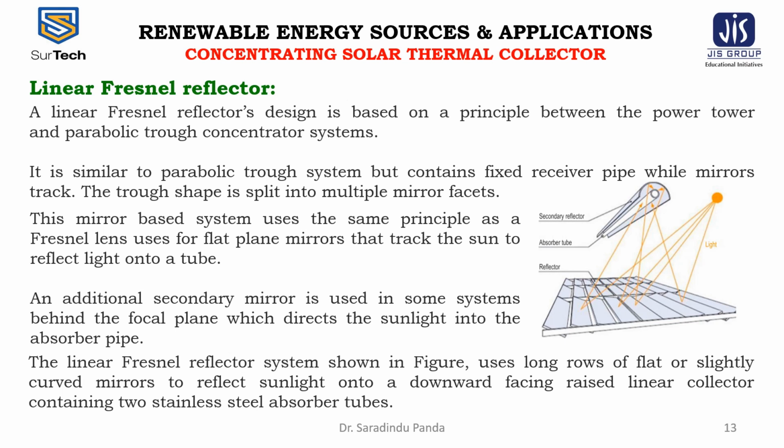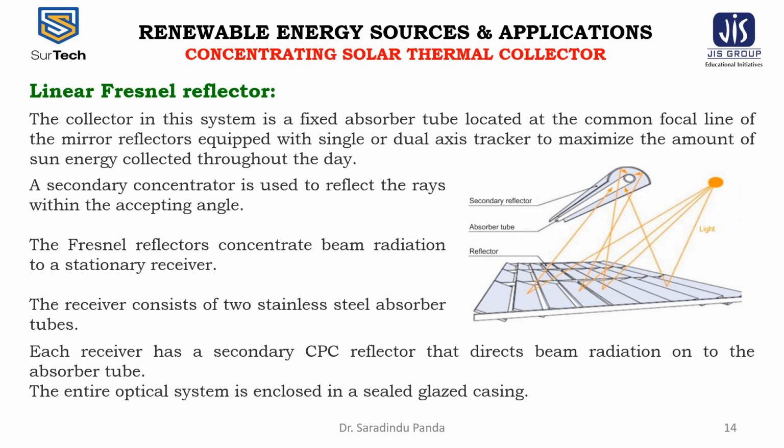The linear Fresnel reflector system shown in the figure uses long rows of flat or slightly curved mirrors to reflect the sunlight onto a downward facing raised linear collector containing two stainless steel absorber tubes. The collector in this system is a fixed absorber tube located at the common focal line of the mirror reflectors, equipped with a single or dual axis tracker to maximize the amount of sun energy collected throughout the day.